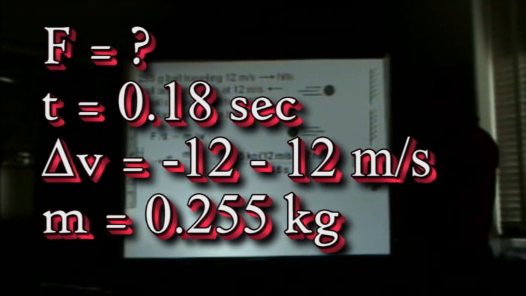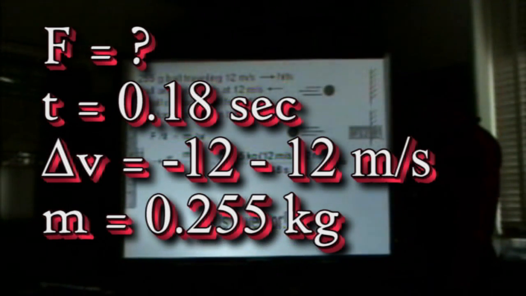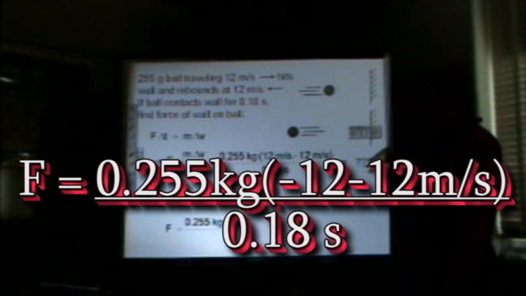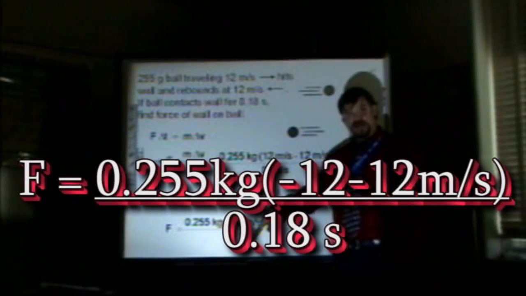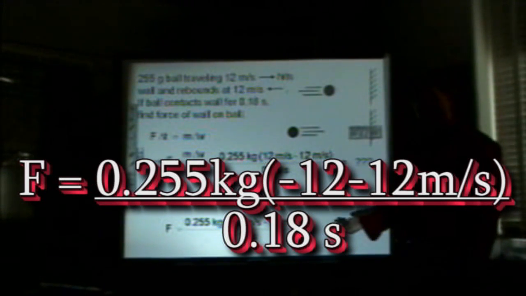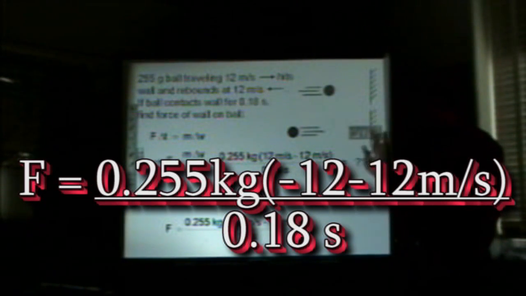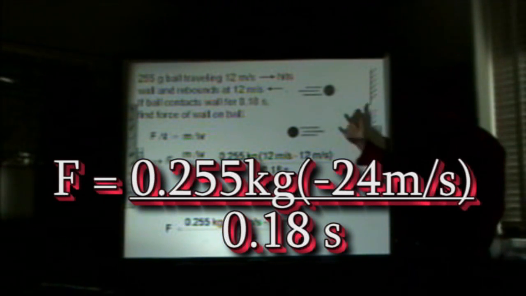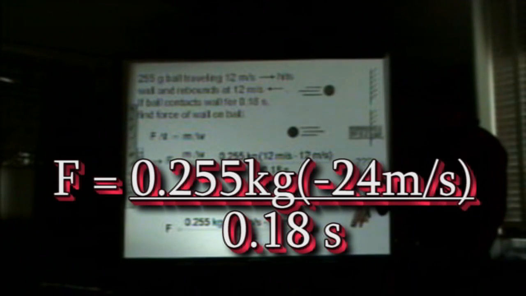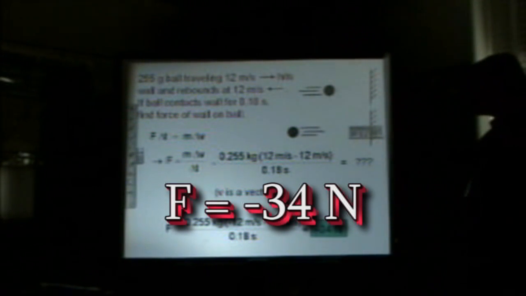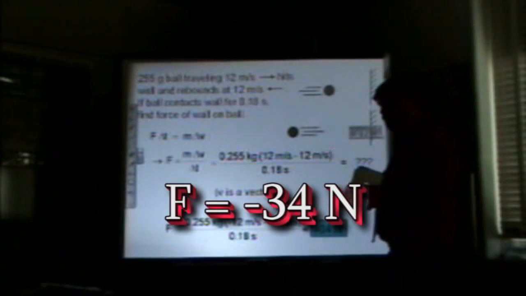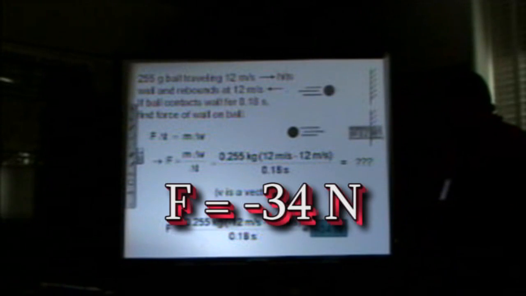So our difference between the two, we see that we have a positive minus a negative, which makes a plus. So in either situation, what we're doing here is we're adding these together. But our answer here is negative 34 newtons, because the force is in the opposite direction of the original motion.